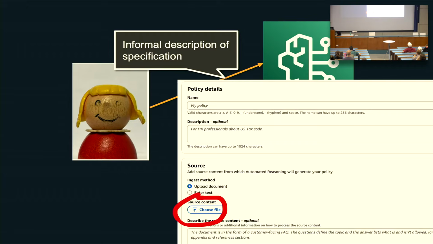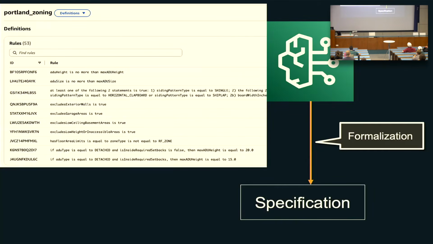So the product allows you to upload files. We're currently taking PDF files. You load that in, it calls a generative AI, and it takes a swing at the formalization. So this is an axiomatization of a customer's rules expressed in natural language, sort of in pidgin English.